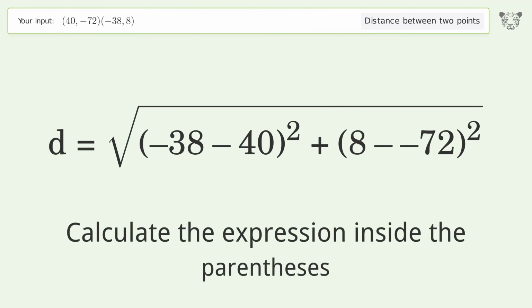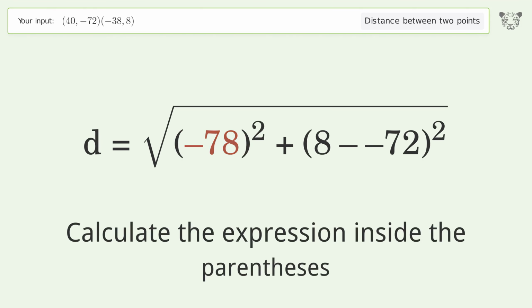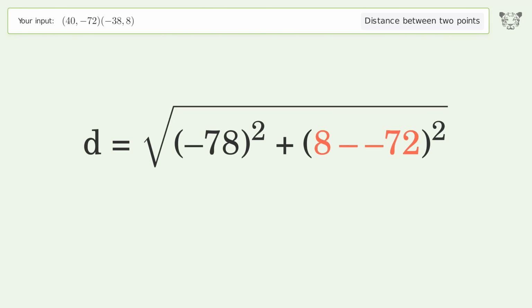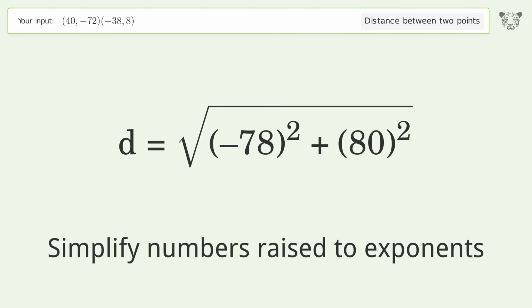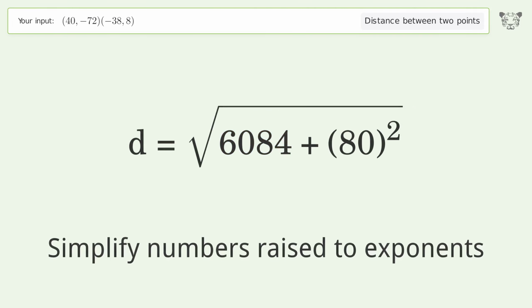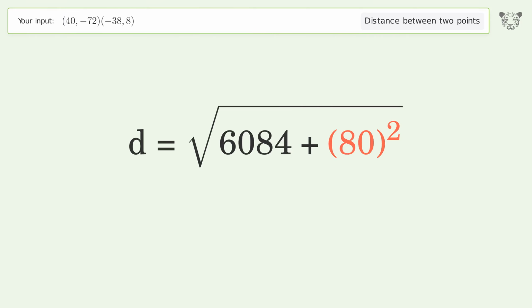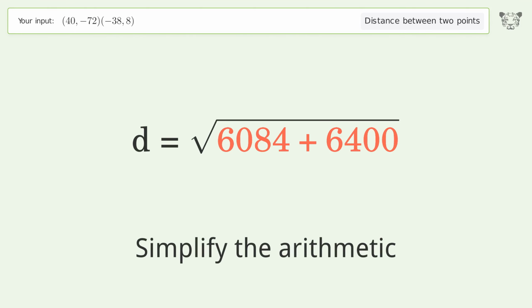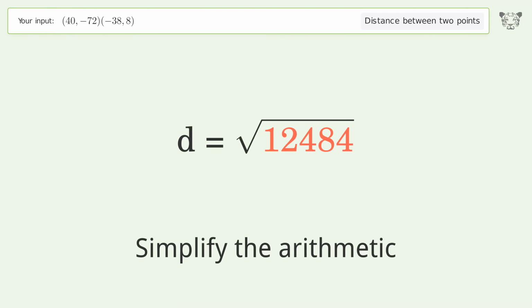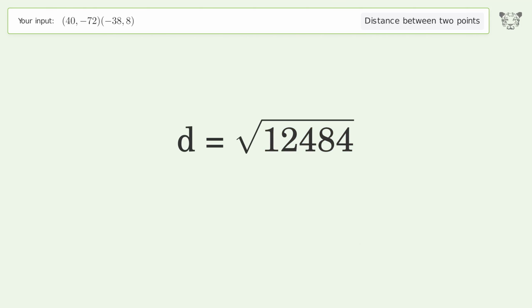Calculate the expression inside the parentheses. Simplify numbers raised to exponents. Simplify the arithmetic. And so the distance between the 2 points is the square root of 12,484, or 111.732.